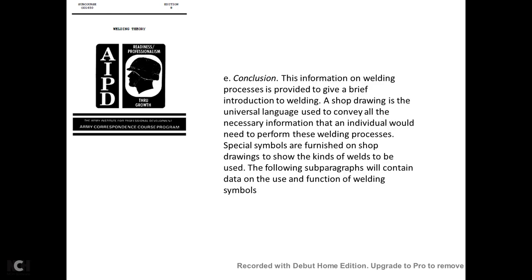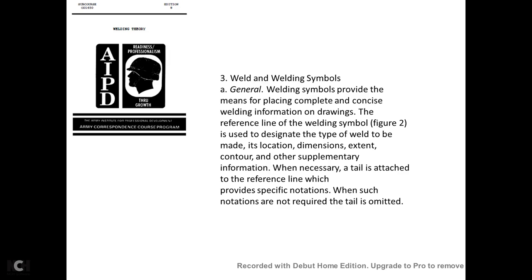A shop drawing is a universal language used to convey all necessary information that an individual would need to perform the welding process. Special symbols are used on shop drawings to show the kinds of welds to be used. The following subparagraph will contain the data used in the function of the welding symbols. 3. Welding symbols. Generally, welding symbols provide the means of placing complete, concise welding information on the drawing.